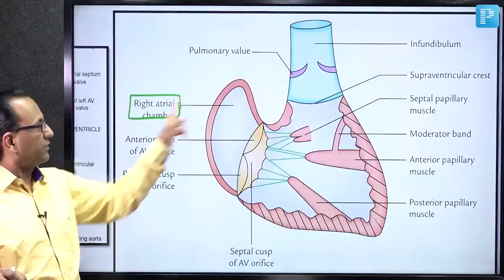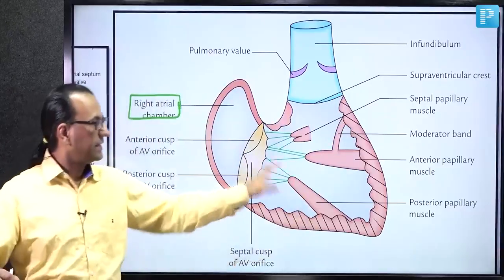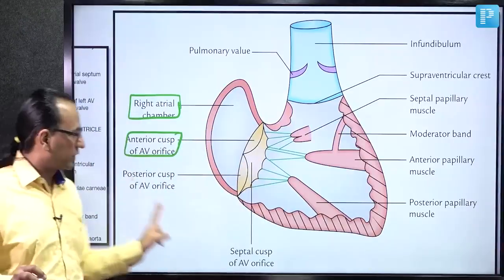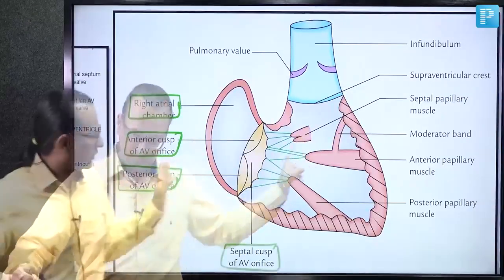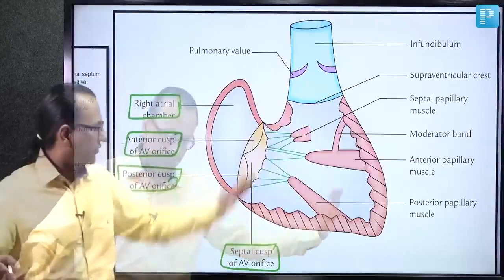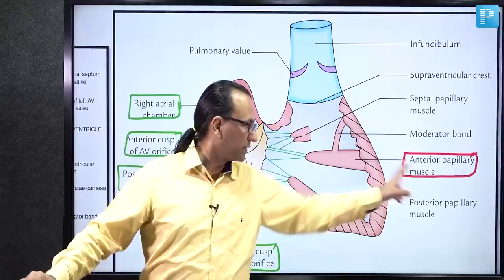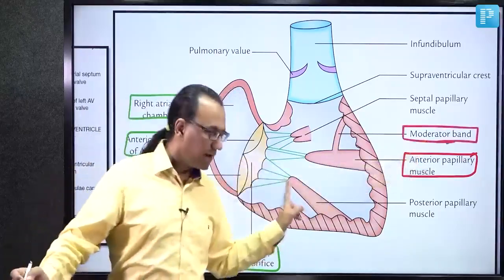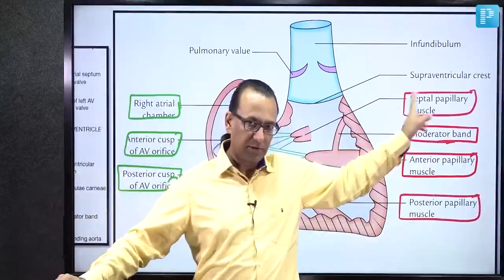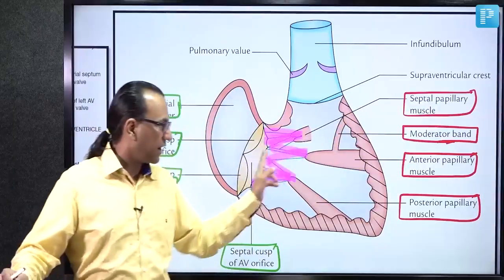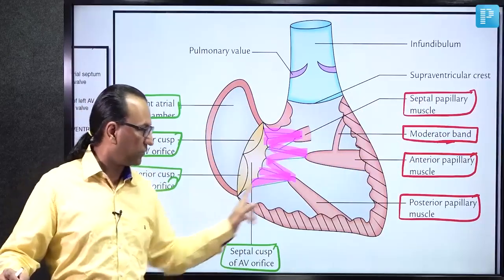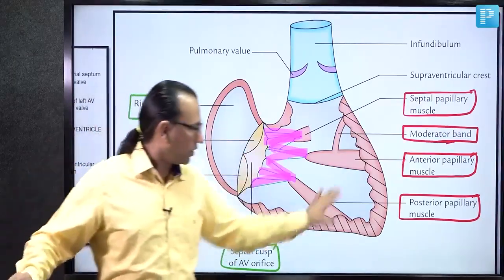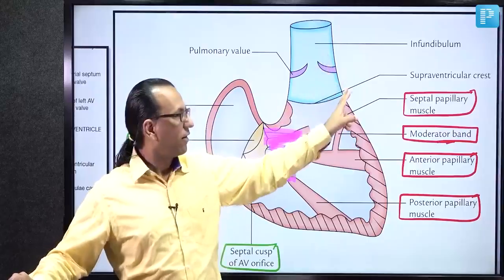You can see this is the right atrial chamber, this is the right ventricle, and this is the right AV valve, the tricuspid valve, having one anterior cusp and one posterior cusp, and there is the septal cusp, which is related to the interventricular septum. There are three papillary muscles also. The anterior papillary muscle, which is having the septomarginal trabeculae or the moderator band there, and the posterior papillary muscle and the septal papillary muscle. They are sending chordae tendineae to hold on to the cusp of the tricuspid valve, preventing their out ballooning towards the right atrium. And between the right ventricle and pulmonary trunk, we have a supraventricular crest.